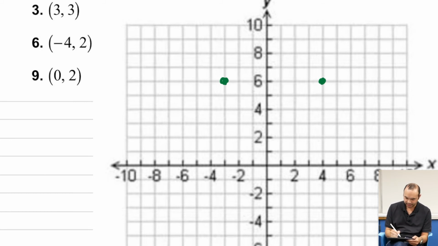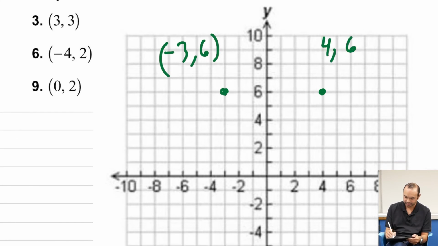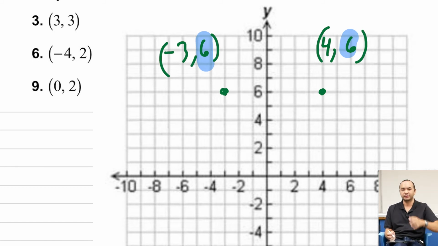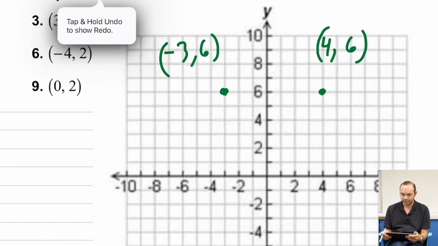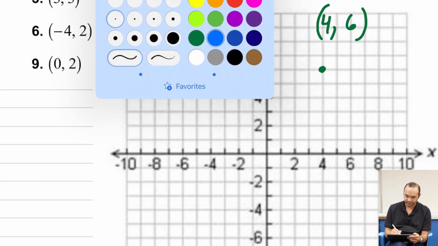So this point right here is, I went to the left 3, and I went up 6, so that's negative 3, 6. And over here, I went to the right 4, and up 6. So you notice here, the 6's are the same, because I went up the same amount, right? So the only difference we have is the negative 3 and the 4.